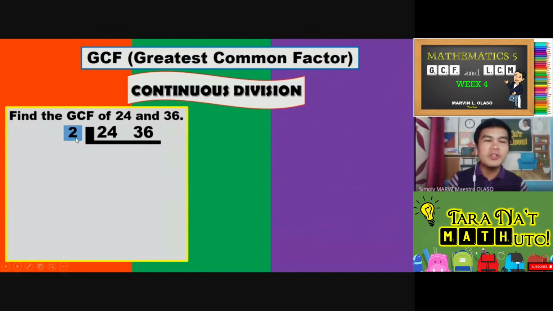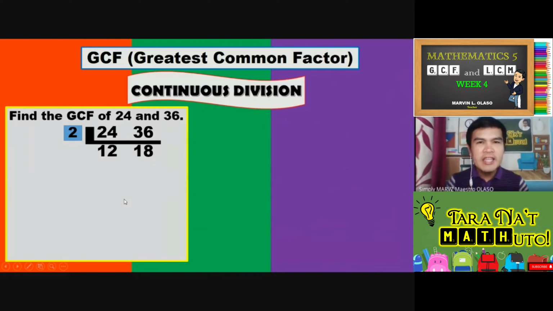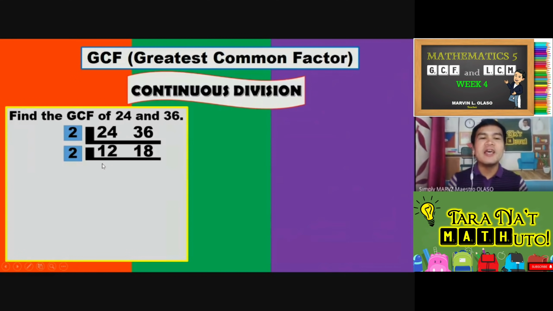Okay, so i-divide mo na ngayon. So, ang iisipin mo ay number na pwedeng i-divide sa lahat ng given numbers. So, 24 and 36 ay pwedeng i-divide sa 2 ng walang remainder. So, 24 divided by 2 equals 12. 36 divided by 2 equals 18. Ngayon, mag-isip ka pa. Is there any factor or any number na pwede pang i-divide sa 12 and 18? Obviously, parehas pa rin sila even. So, therefore, we can still divide them by 2. Okay. Kasi 12 and 18 divided by 2 is equal to 6 and 9.